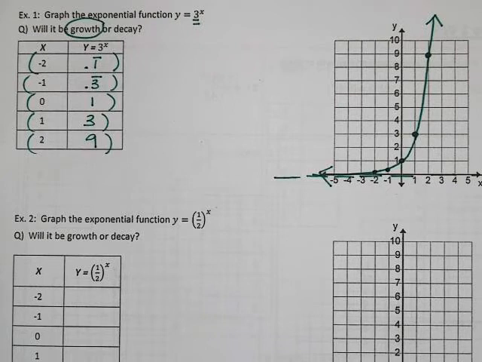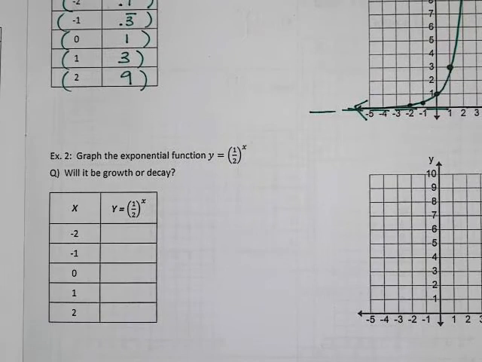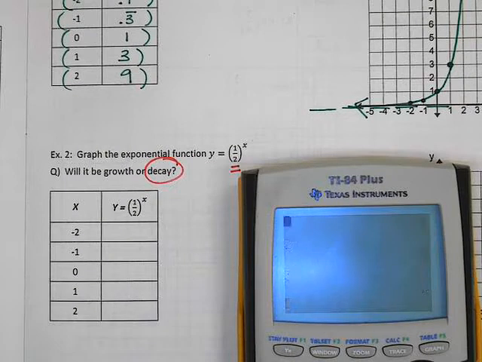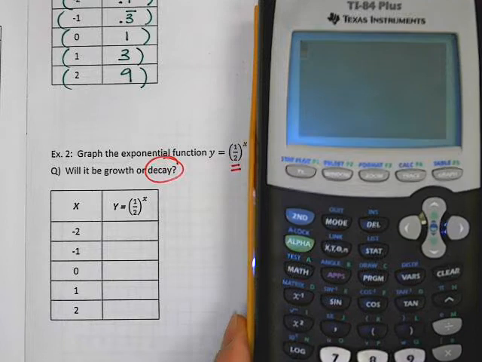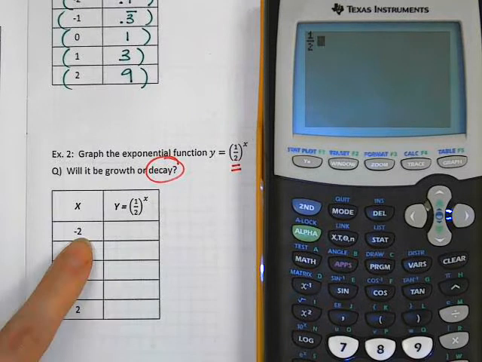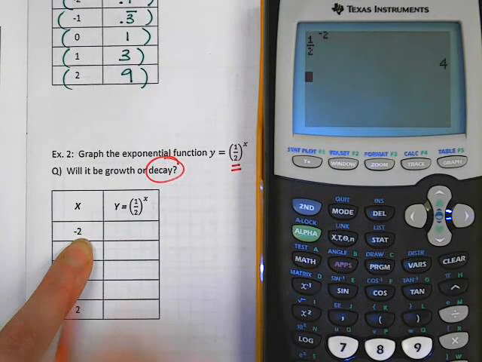All right, let's try decay. So, number 2. First of all, is it going to be a growth or a decay if the base is 1/2? Well, 1/2 is smaller than 1, so decay. All right, bust out your calculator and plug in all of these points for x. So it's going to be the fraction 1/2. First we're raising it to the negative 2 power. So raised to the negative 2, you end up getting 4.